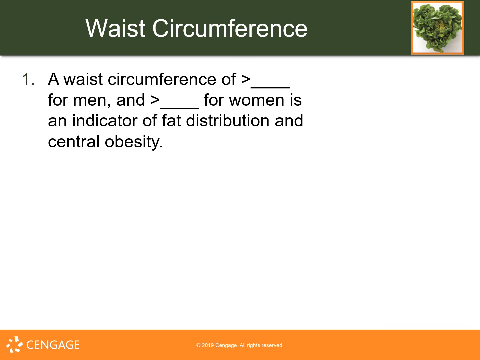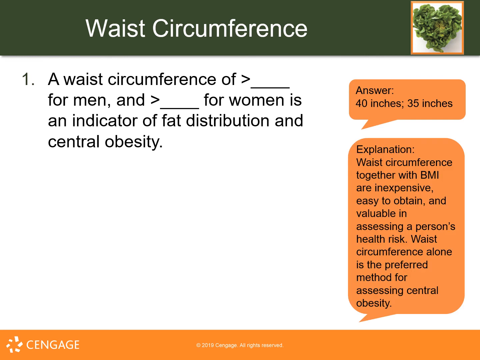I encourage you to pause the presentation momentarily and see if you can answer this yourself. A waist circumference of greater than 40 inches for men and greater than 35 inches for women is an indicator of fat distribution and central obesity.